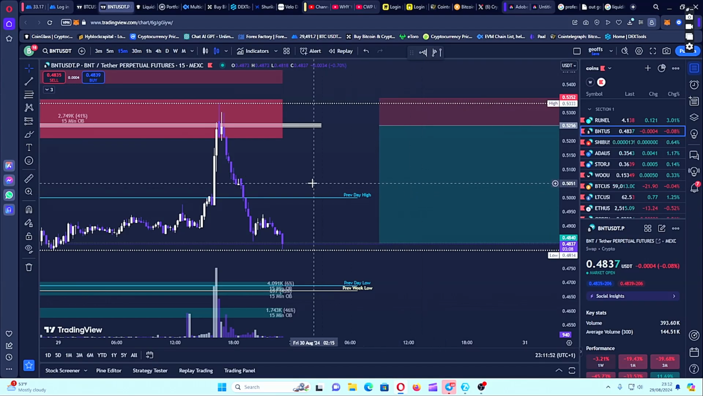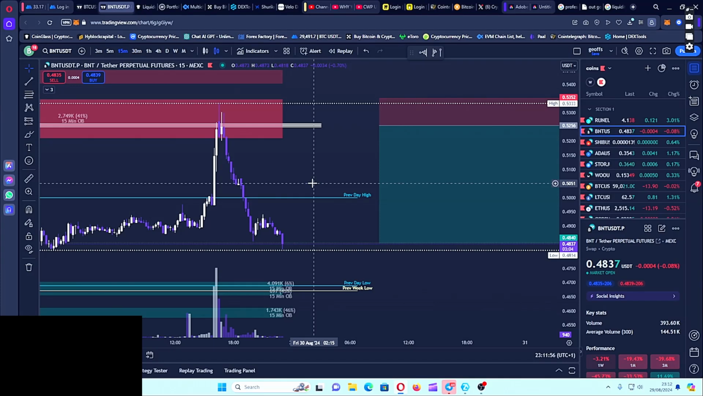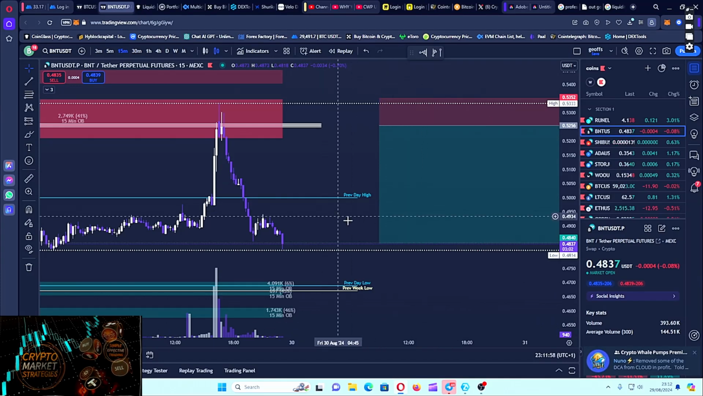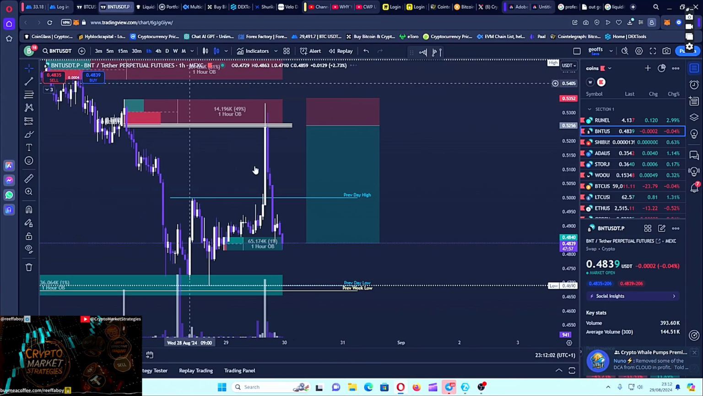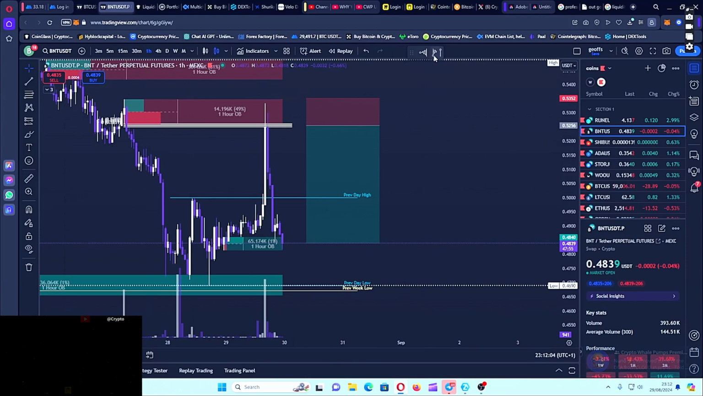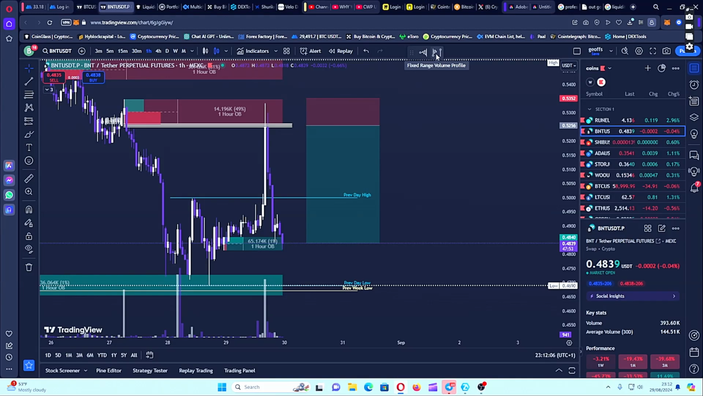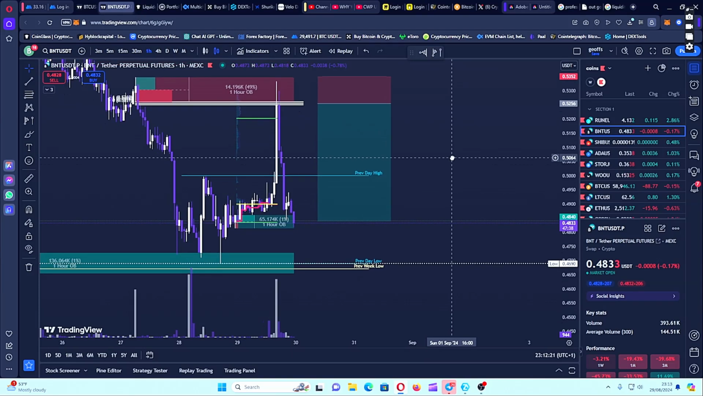So what you're doing is you're integrating fair value gap, an order block, and your points of control. Even if you don't want to download Atos. So we just go into the hourly. We get the fixed range volume profile. I do my fixed range volume profile from 12 o'clock Thursday. So say it was there. So I've done my fixed range volume profile here.